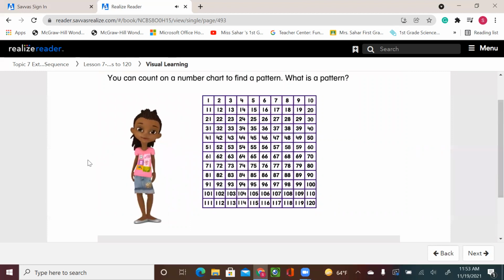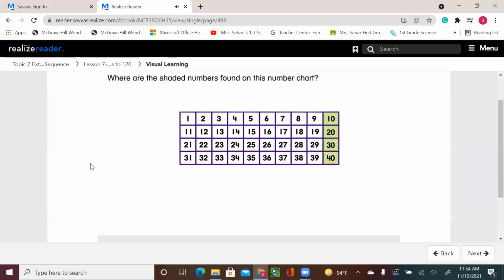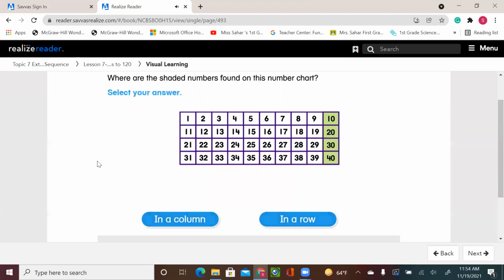You can count on a number chart to find a pattern. What is a pattern? A pattern is something that repeats or changes in a predictable way. Where are the shaded numbers found on this number chart? Select your answer. All right, so let's see. When we learn the word pattern, it means that you have a sequence in doing something repeatedly.